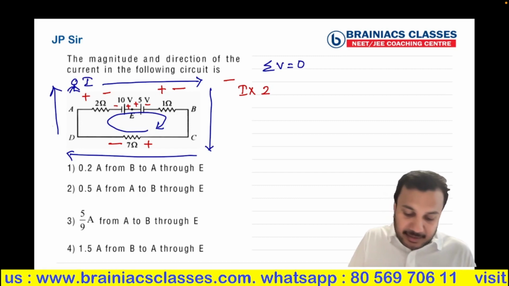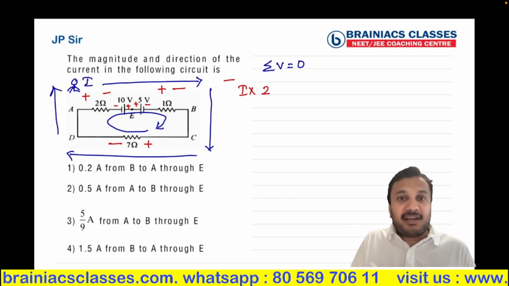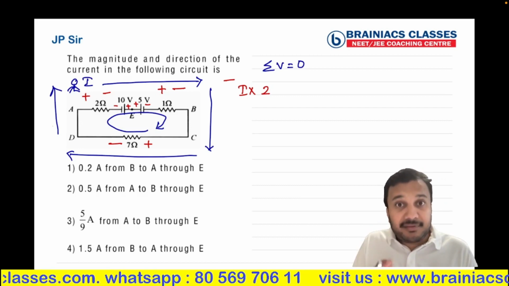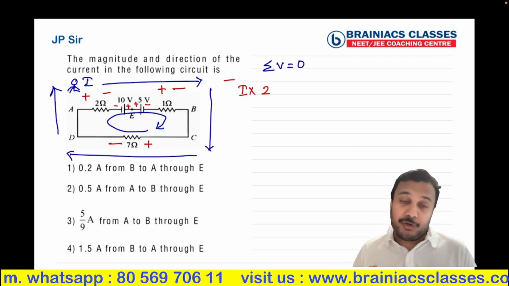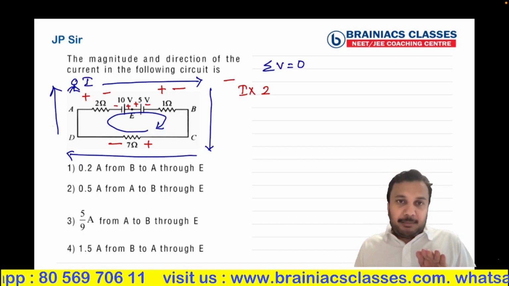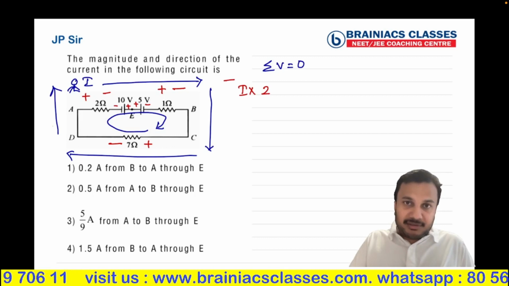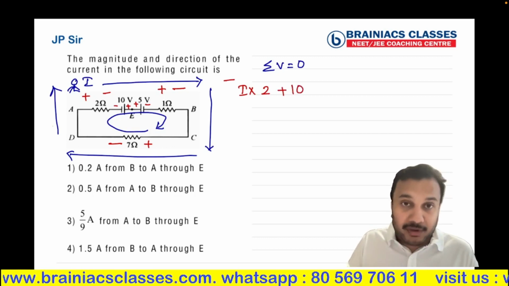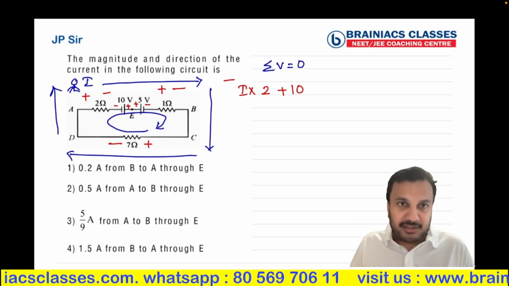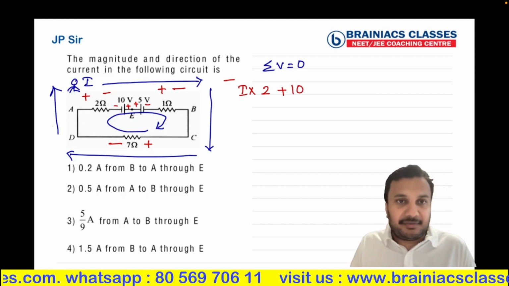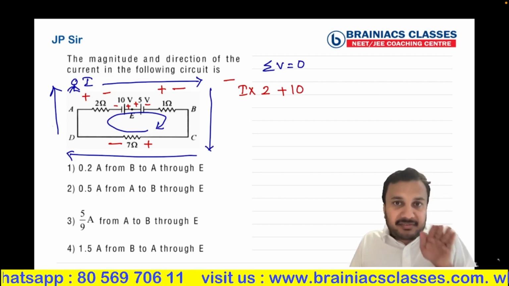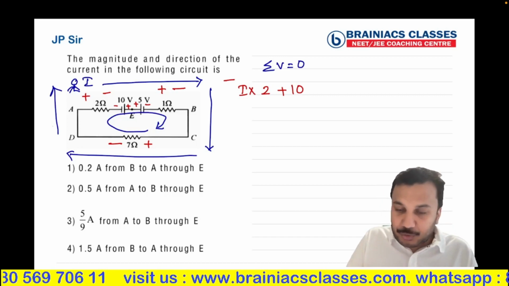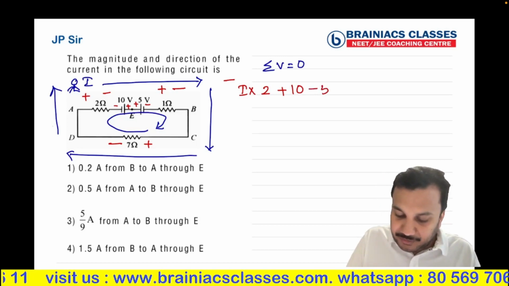The second one, the battery. I am going from minus to plus. Minus to plus means I am increasing the potential. Going from the minus to the plus terminal, it is increasing. So increasing means plus 10 volts, and there is no current multiplied, just the voltage. Next one, the 5 volt battery. Plus to minus, decreasing, so minus 5.